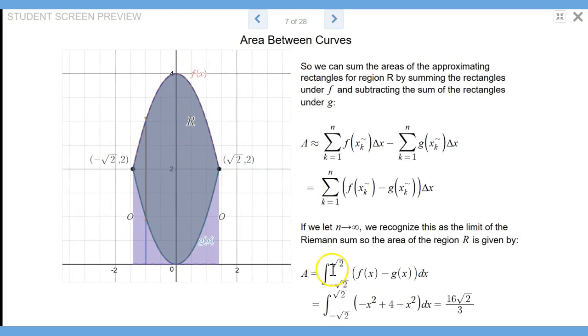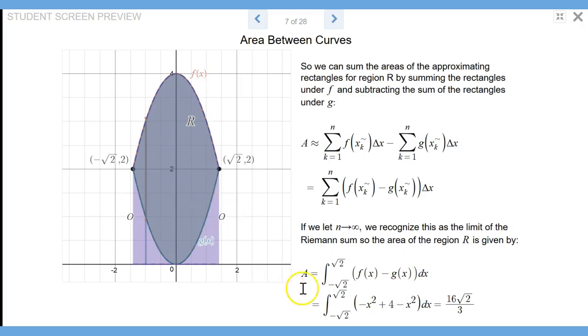We take the definite integral of f of x, and subtract the definite integral of g of x on that interval. So you can see that by summing the rectangles under f, and then subtracting the sum of the areas of the rectangles under g, is going to give us rectangles that just go between f and g, which is what we want. We want just the area of this region R.